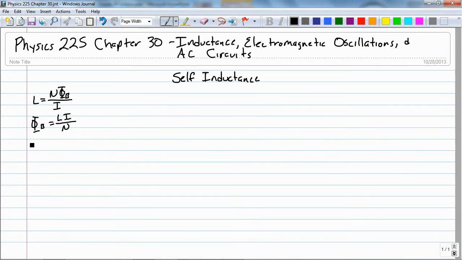We'll take the derivative, which is going to make that a function in time. And the only thing that I can take the derivative of is my current. So the current's changing with time. Now I can use Faraday's law.